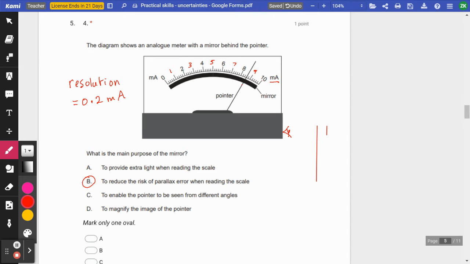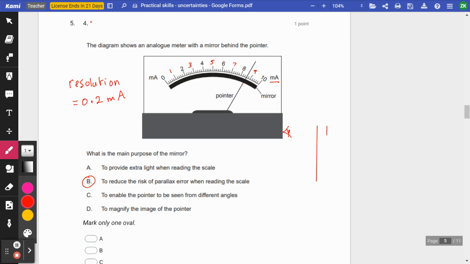But if I was to look from an angle, let's say my eyes are over here and I'm looking at the pointer, which is actually over here. If I was to look from this direction, I would see that the reflection of the mirror is on this side. So that means I'm not looking at this device correctly. So there is an actual error in the way I'm looking.